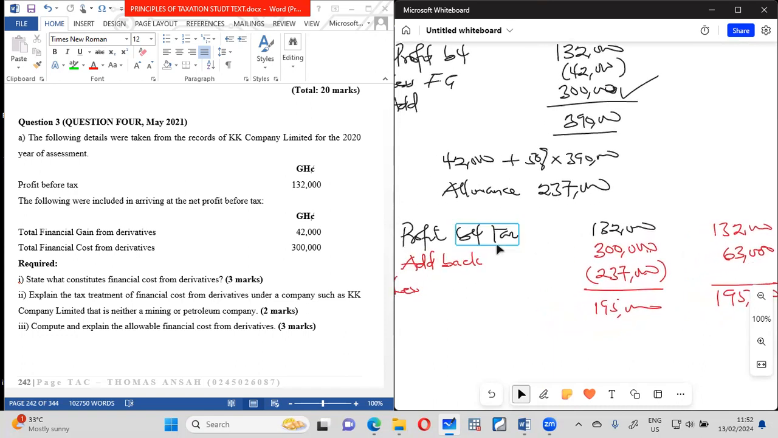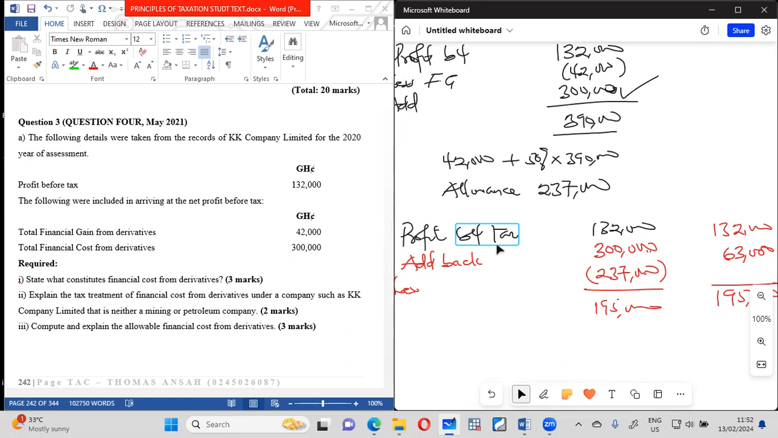Then if there is any other information, you can continue from there. This can be part of what we've just done, or one of the additional information. So please be careful. You do the adjusted chargeable income, you do 50% of that, 195, and you add it to the finance gain, which gives us 237. So the finance cost they deducted shouldn't have exceeded 237.